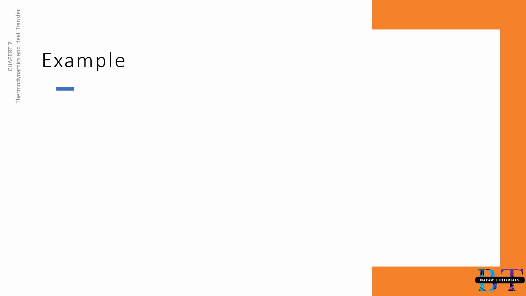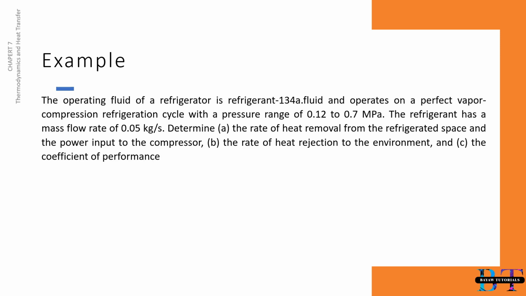Chapter 7, Refrigeration Cycles. Here is our example. The operating fluid of a refrigerator is refrigerant-134a. The fluid operates in a perfect vapor compression refrigeration cycle with a pressure range of 0.12 to 0.7 MPa. The refrigerant has a mass flow rate of 0.05 kg per second. Determine A, the rate of heat removal from the refrigerated space and the power input to the compressor, B, the rate of heat ejection to the environment, and C, the coefficient of performance.